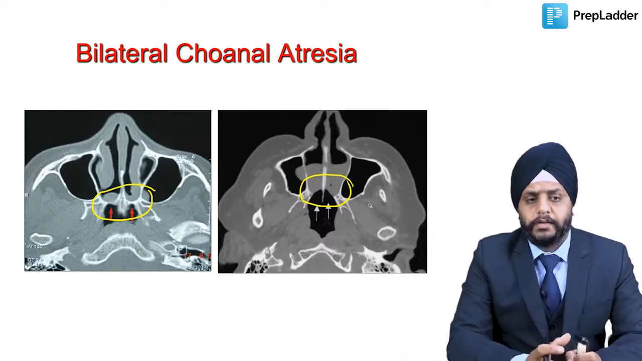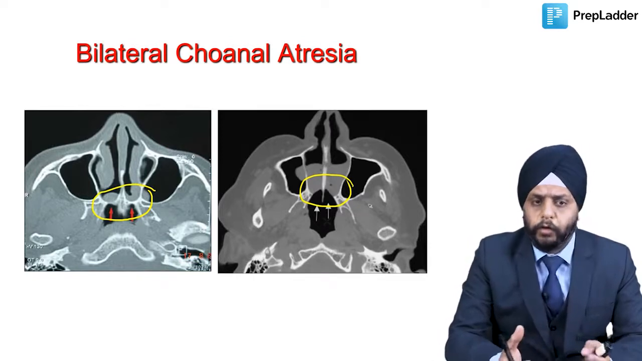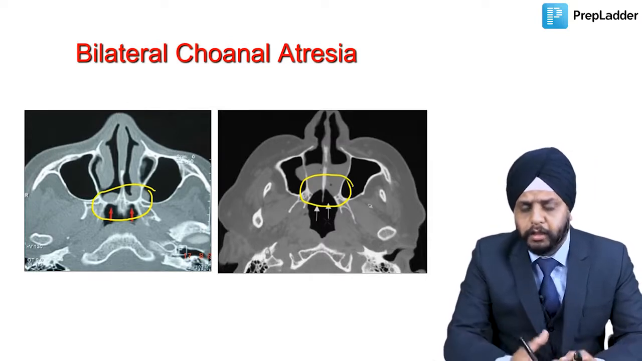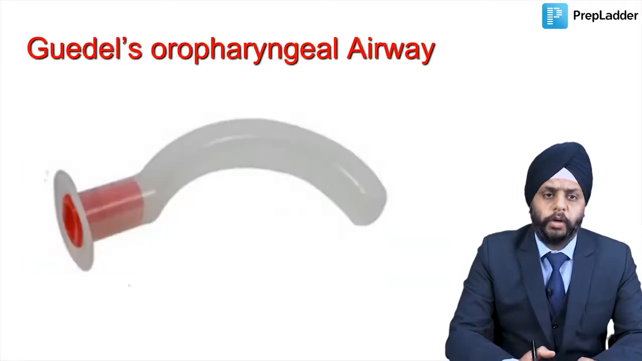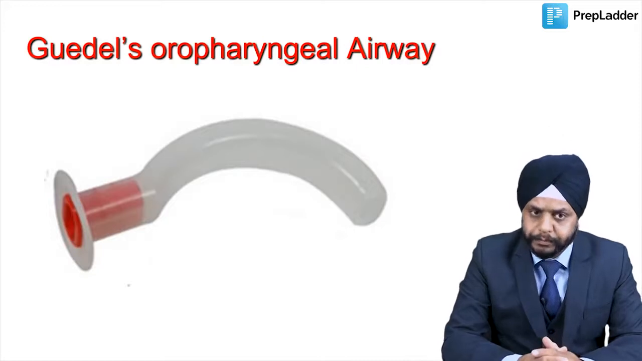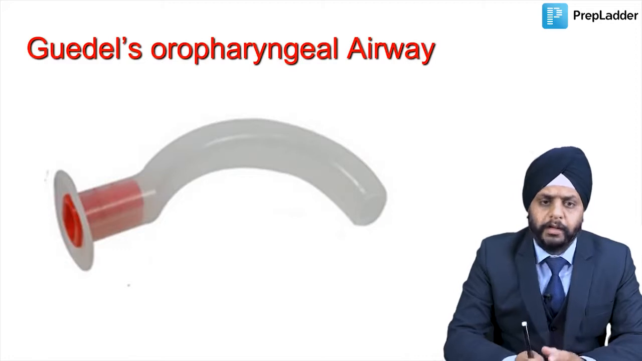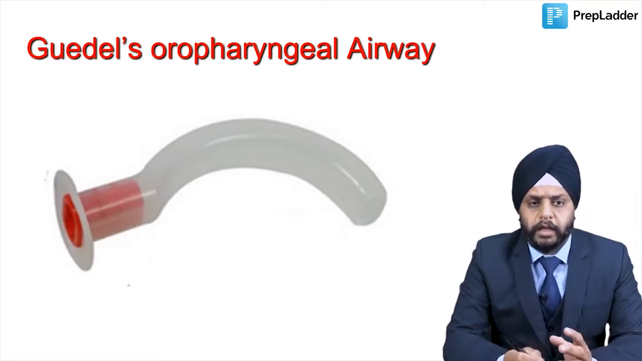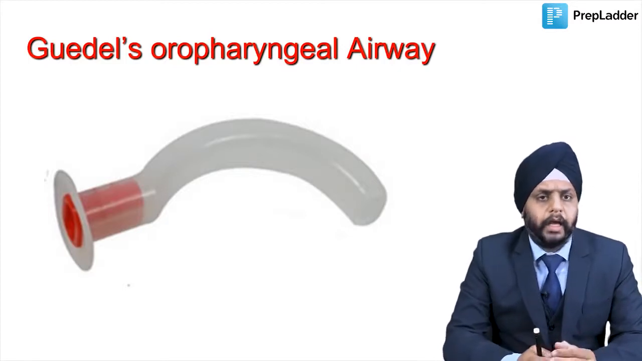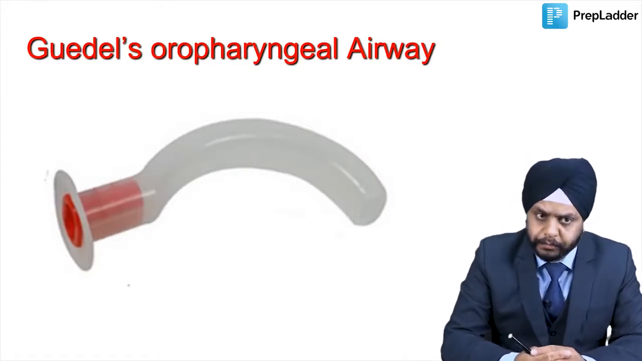You see, the child does not have a nasal airway. The child is not able to breathe, and you have a few minutes to give a good airway to the child so that he can breathe. So the best thing that you can do is insert a Goodell's oropharyngeal airway. Very simple to put. You insert the Goodell's oropharyngeal airway in the mouth, and this will keep the mouth open. It will also prevent the tongue fall, and this will provide an airway to the child. The child will be able to breathe.